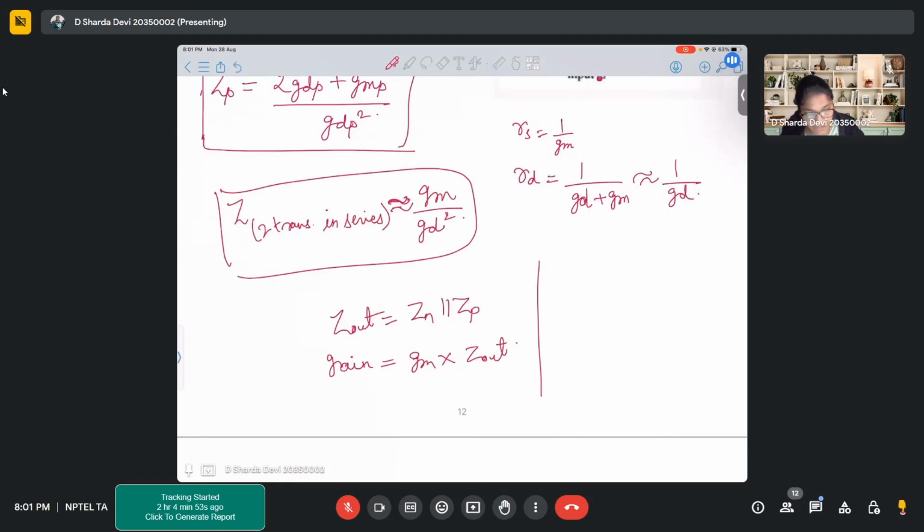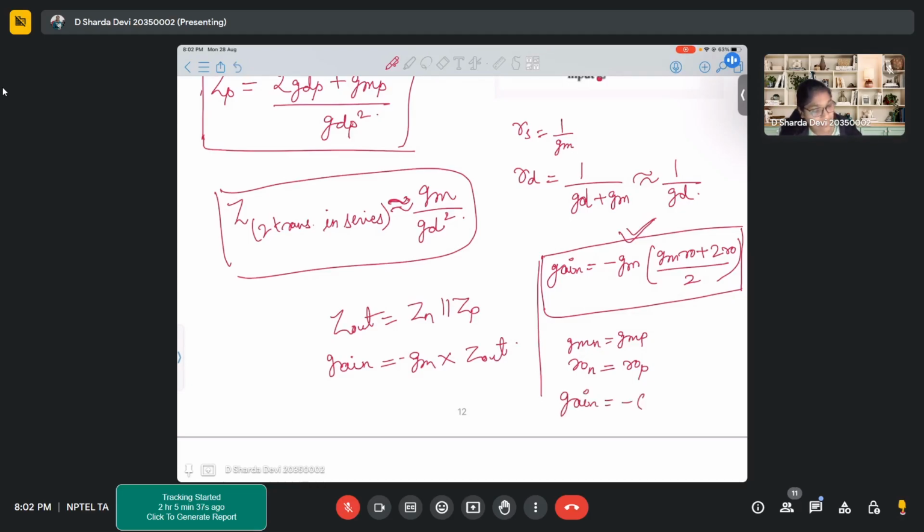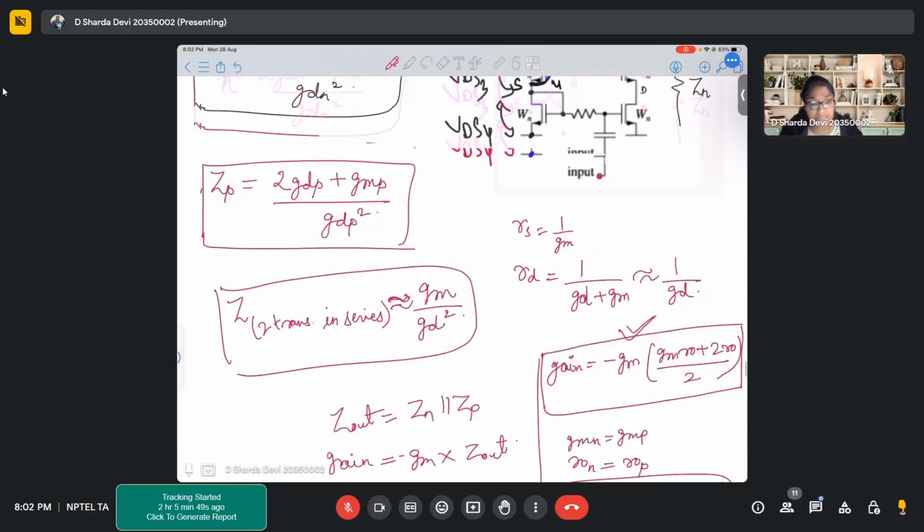So if I give you the expression for gain, it is minus Gm into (Gm R naught plus 2 R naught by 2). This is the final expression of gain that we'll get. Here, considering that Gmn is equal to Gmp and R0n is equal to R0p, which is from the above expressions only, we are getting this. Now substituting the values, we'll get the gain as minus 6232.04 volt by volt. This is the gain that we require from the given circuit.